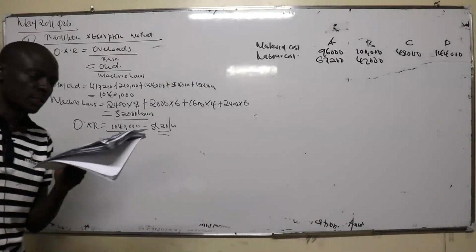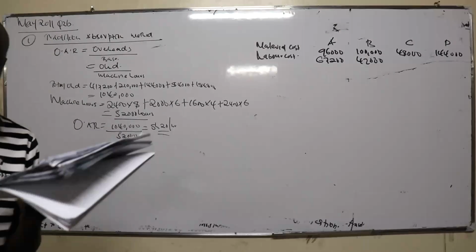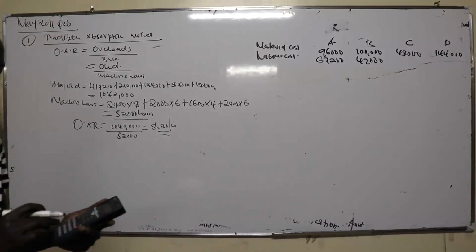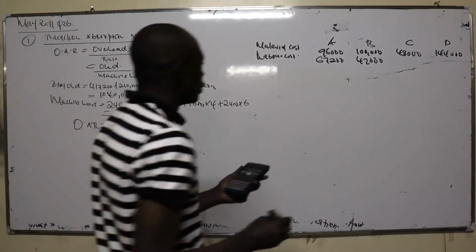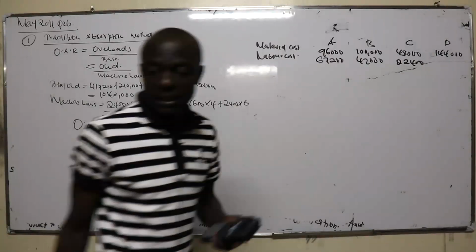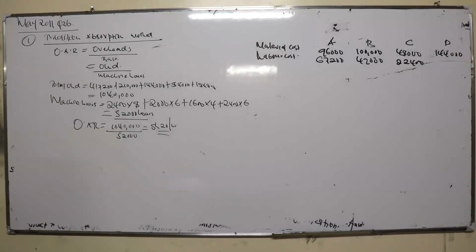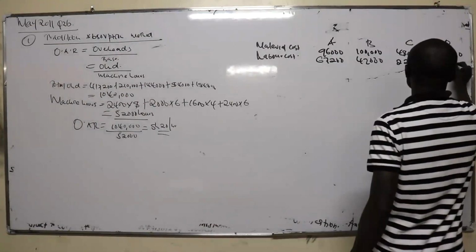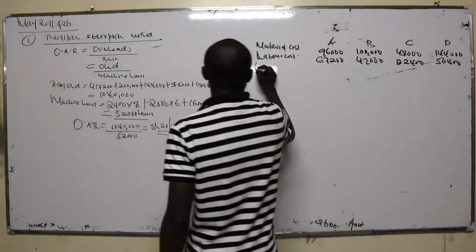Product C, you're going to multiply 14 times 1,600, which is 22,400. And then product D, it is going to be 21 again times 2,400. So that one is going to be 5,400. And then now we have overheads.